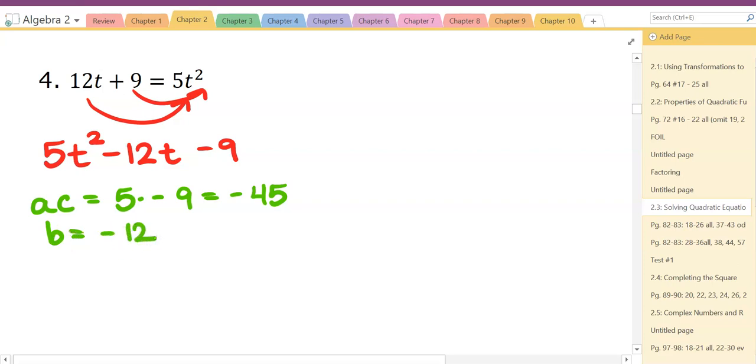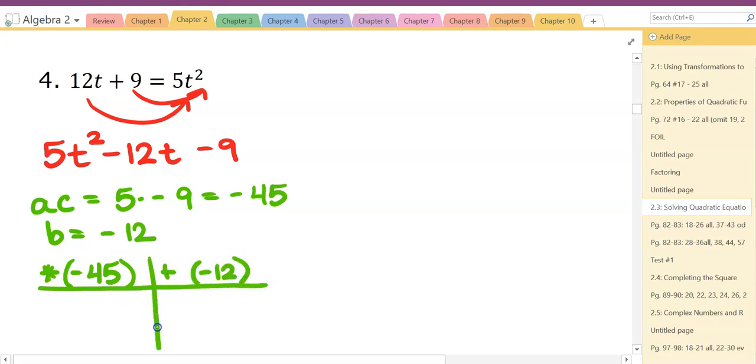Now I use these two numbers to set up my chart. I'm going to multiply to a negative 45. I got to add to a negative 12. Anyone know what those two numbers might be?